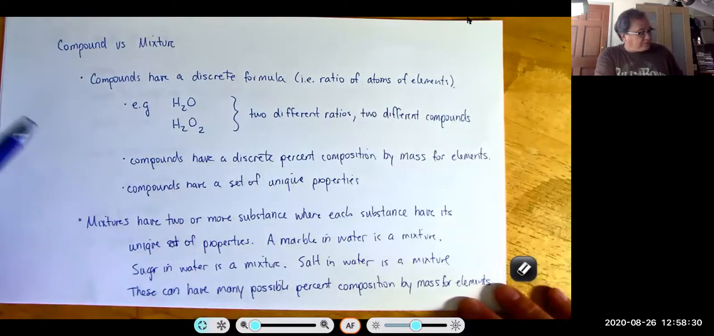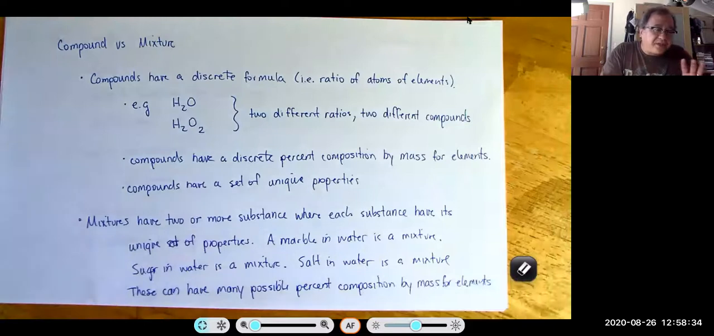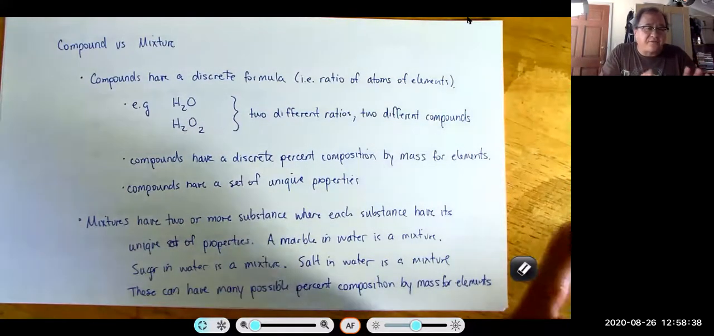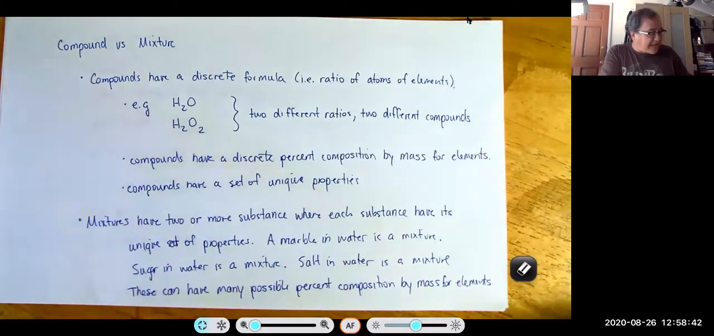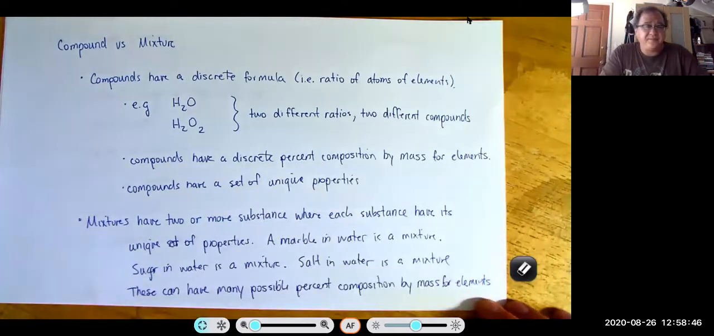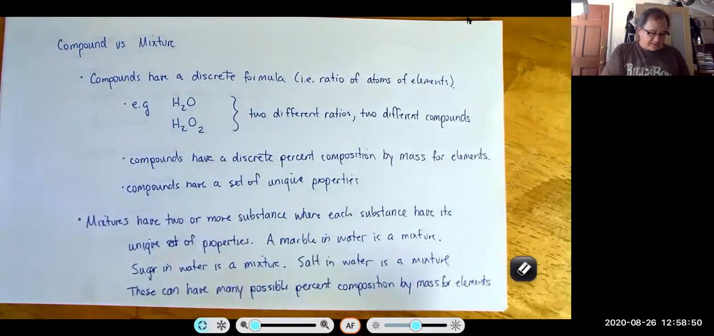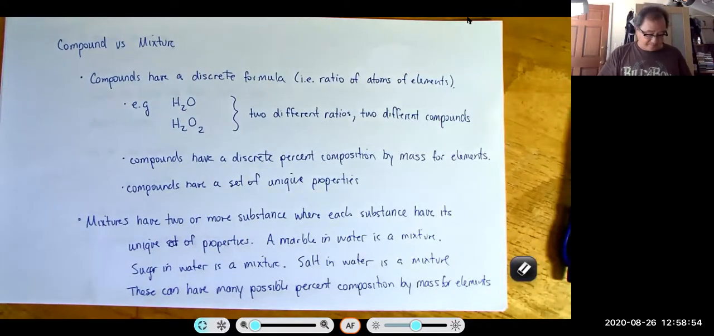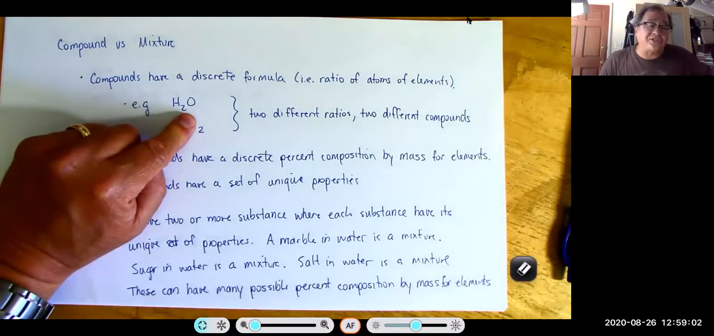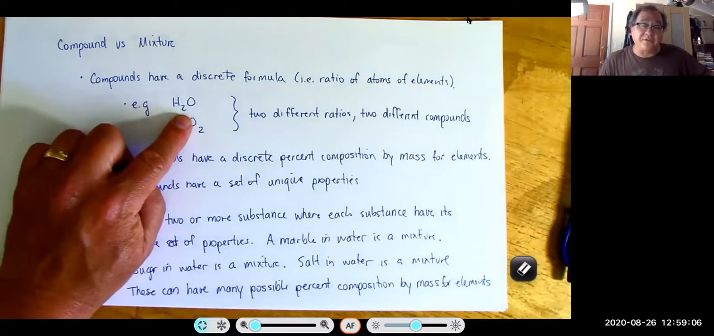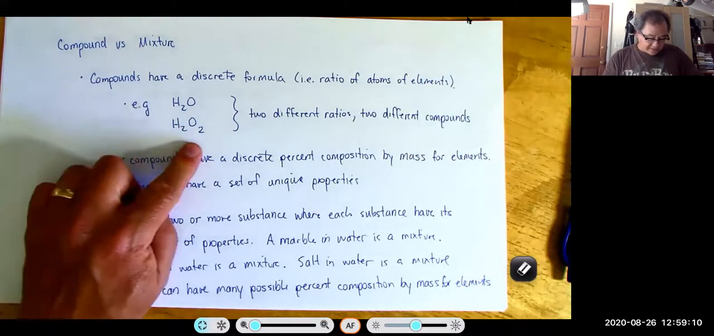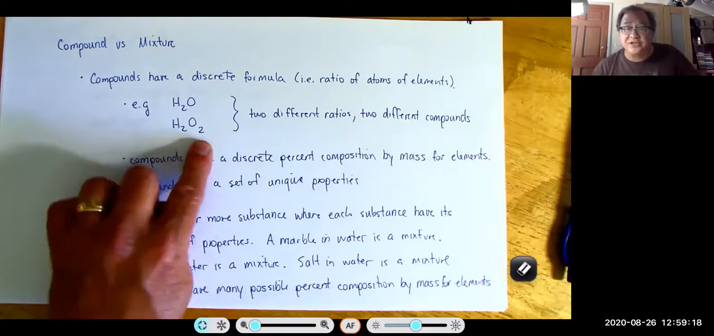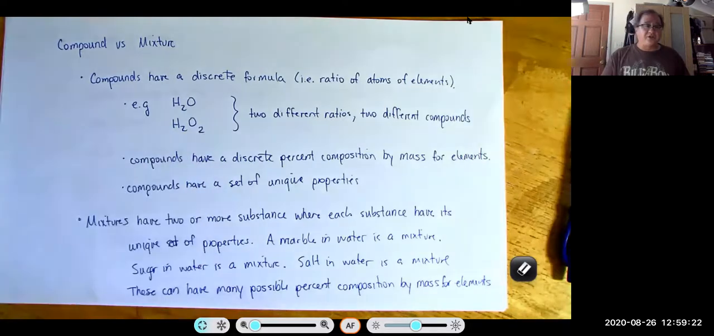Okay, so because each atom has a particular mass and there's a particular ratio of atoms in a formula of a compound, they have a discrete percent composition by mass. So if we take a look at each of these, let me just do this real quick on my calculator. So for water, it is about 89% oxygen by mass, and it's about 11% hydrogen by mass. Whereas over here, we're talking about 94% oxygen by mass and 6% hydrogen by mass. So that's a constant composition, okay?